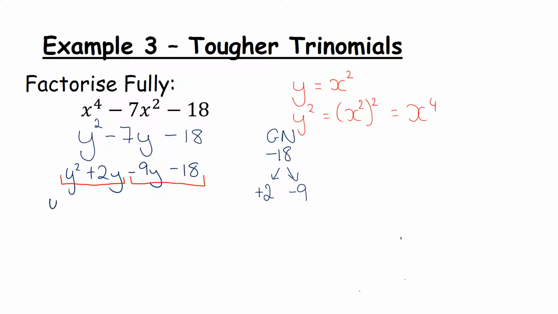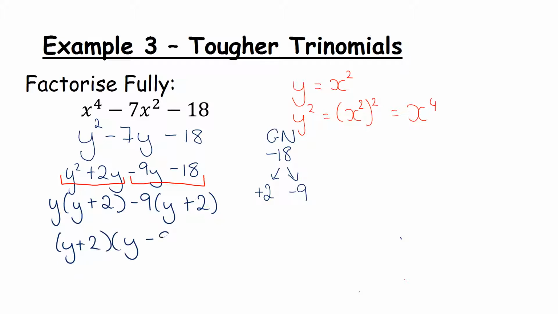So I have y common in the first instance, and I have minus 9 common in the second. Again, be careful with your signs. Minus y by plus 2 will give me minus 18. Really watch your signs here. My check is, are both brackets the same? They are, y plus 2, and that leaves me with a y minus 9.